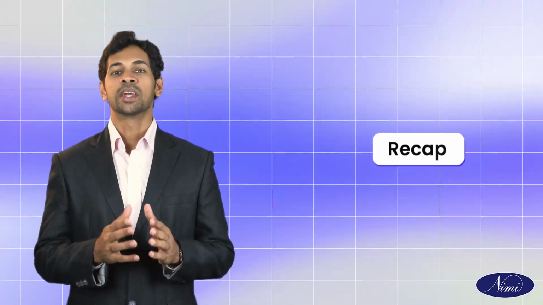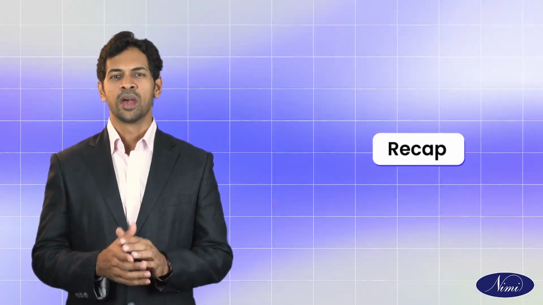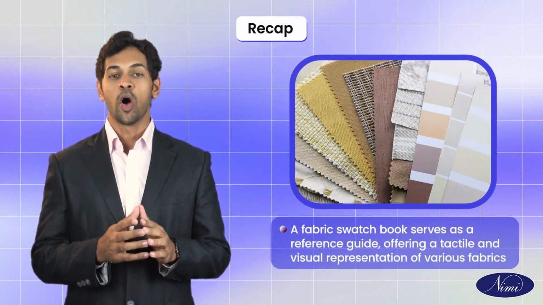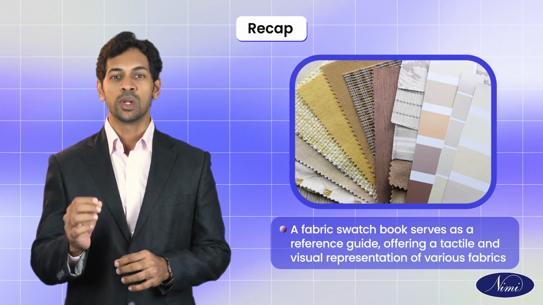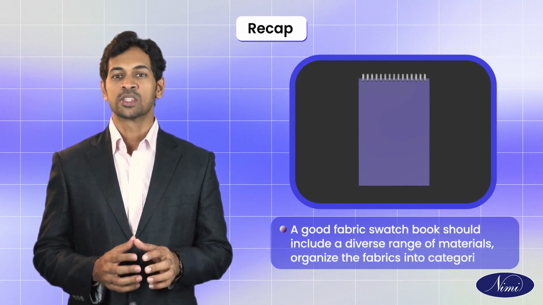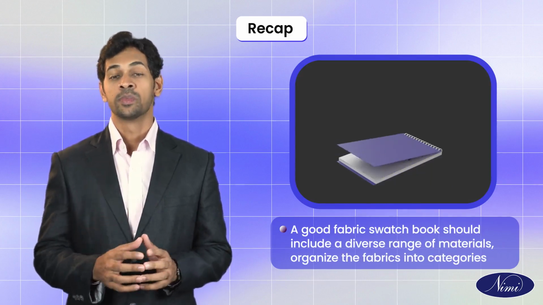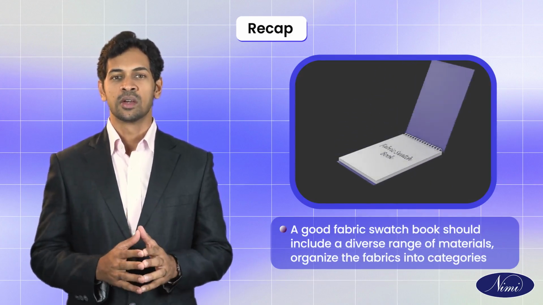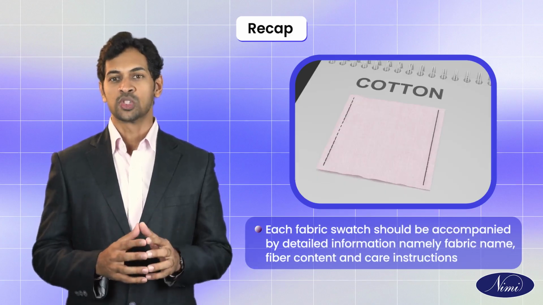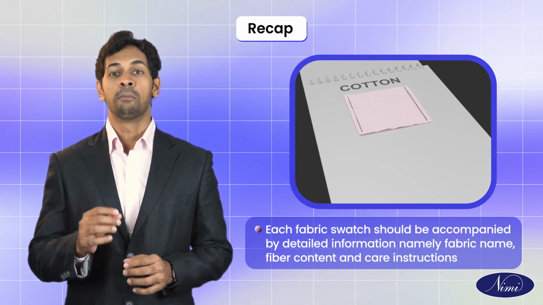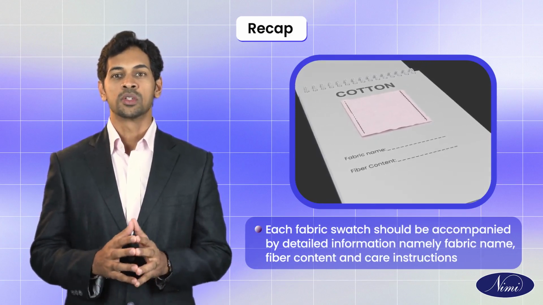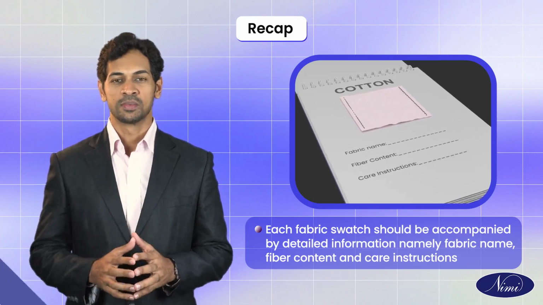Let's recap the key points discussed. A fabric swatch book serves as a reference guide, offering a tactile and visual representation of various fabrics. A good fabric swatch book should include a diverse range of materials. Organize the fabrics into categories. Each fabric swatch should be accompanied by detailed information, namely fabric name, fiber content, and care instructions.